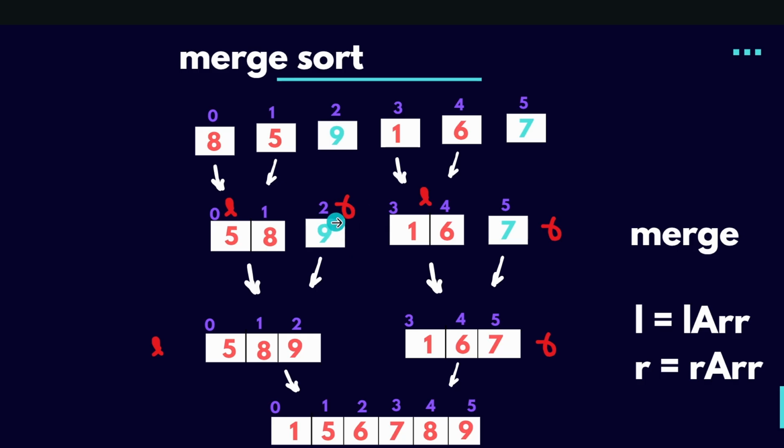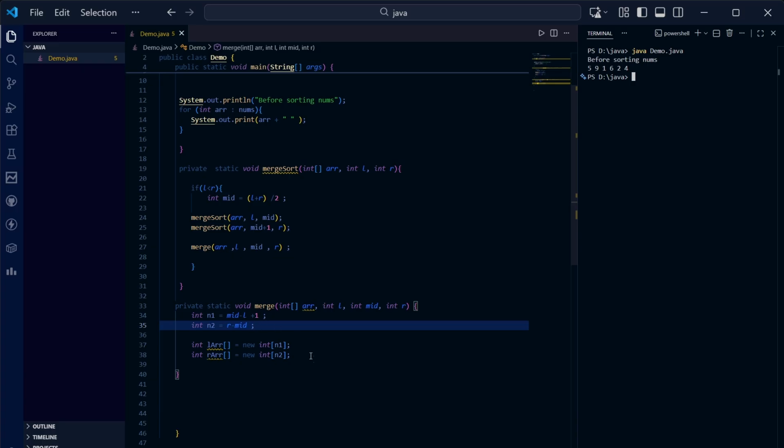I hope this makes some sense. If you see this left array, the size is n1, and this one is size n2. You got n1 size and n2 size, and you name this array L array and this array R array. So how will you create this? L array is a new int of size n1, R array is a new int of size n2. After that you are merging, which means you are getting this. I hope this makes some sense now.